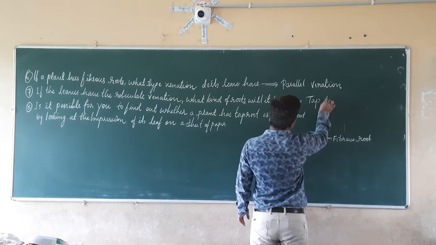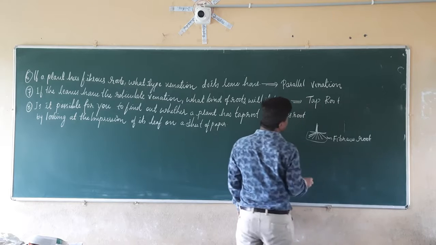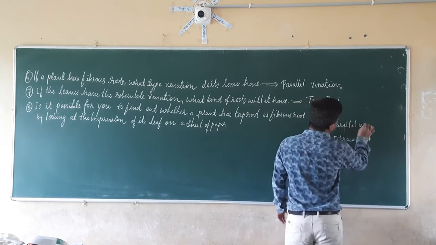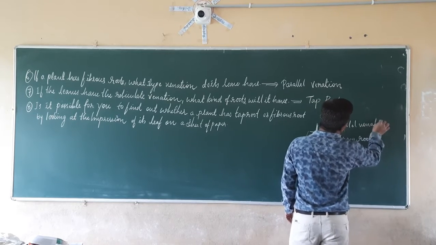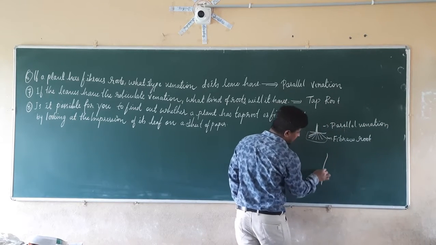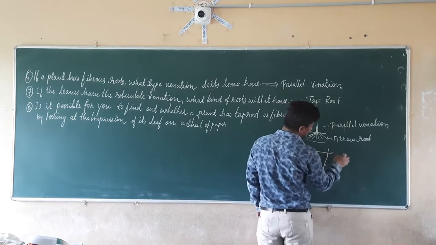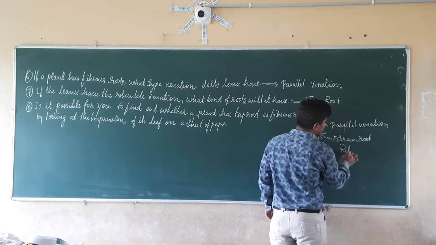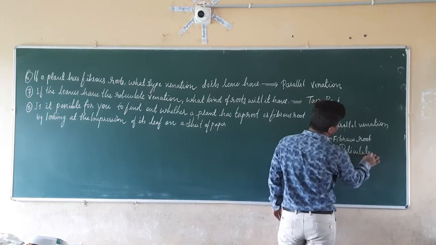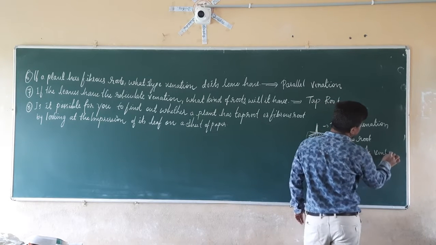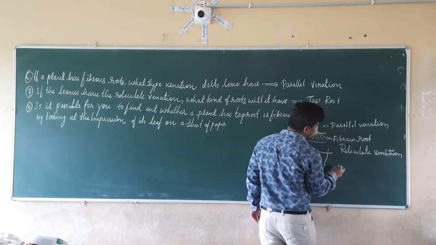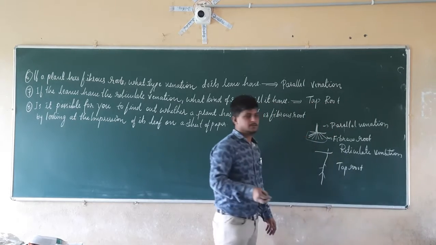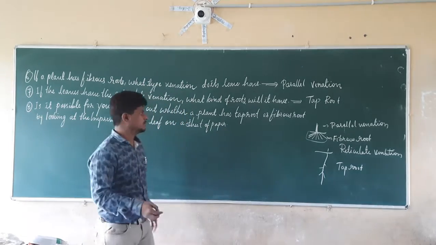It is the taproot. So here it is the parallel venation. If the root type is taproot, then it is going to have which type of venation here? It is going to have the reticulate venation. So here it is the reticulate venation, and the type of the root here is taproot. Right. So this is about the question number 7.